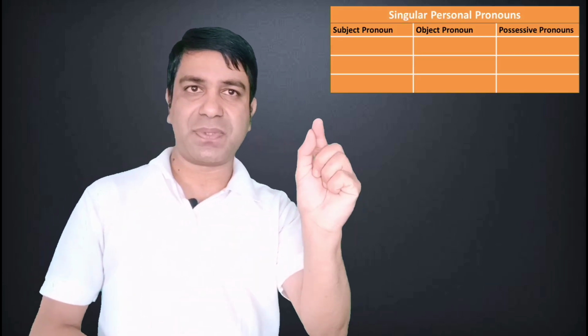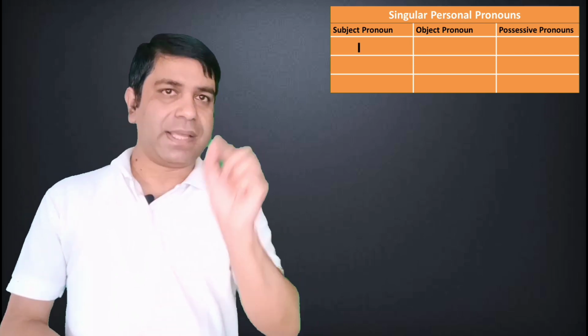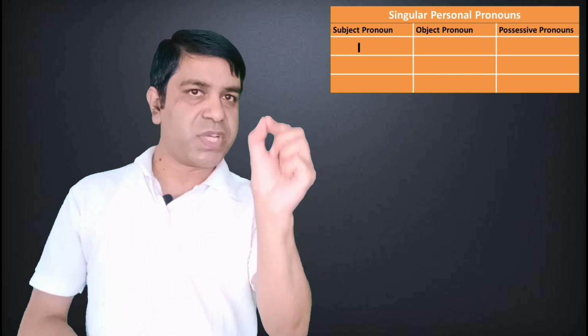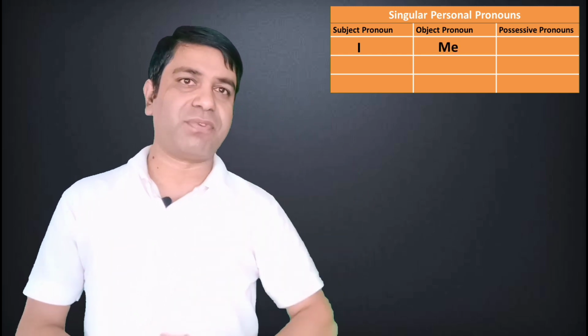Pronouns can further be categorized according to their numbers, singular and plural. Let us take a look at some examples of singular personal pronouns. For example, I is always used as the subject pronoun. The object form of I is me, and the possessive form of I and me is my and mine. Please remember that possessive pronouns show ownership.